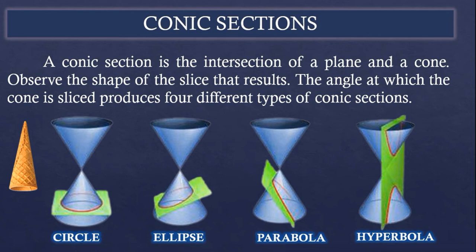So ito po yung apat na conic sections. The first is the circle, ellipse, parabola, and hyperbola. Kailangan nyo itong tutukan, lalong-lalo sa mga engineering. Ay kukuha ng engineering mamaya. A conic section is the intersection of a plane and a cone. Observe the shape of the slice that results. The angle at which the cone is sliced produces four different types of conic sections. Kapag hiniwa natin siya, yung isang cone sa baba, it will form as circle. So dito muna tayong mag-focus sa circle.